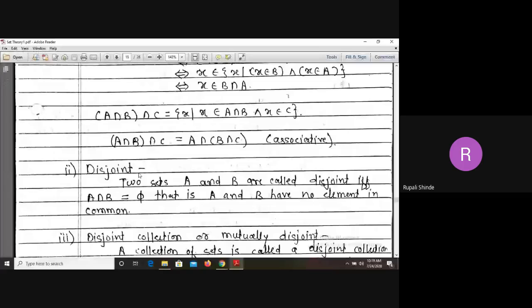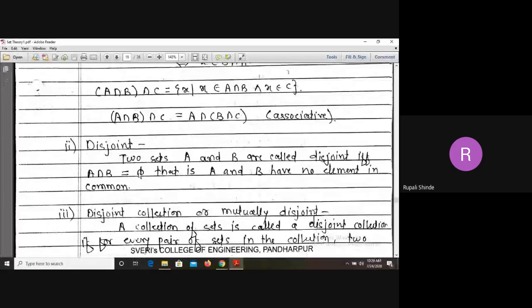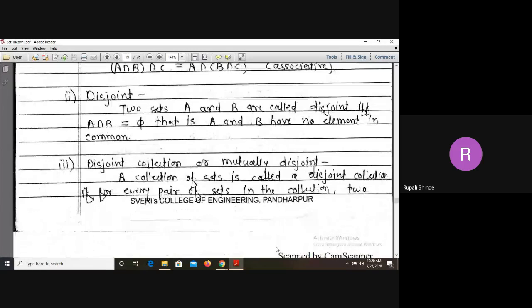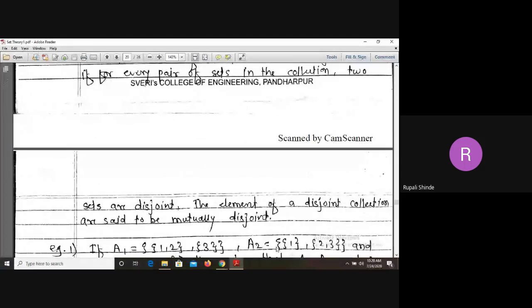Now, next point is disjoint collection or mutually disjoint. So, disjoint collection means what? A collection of sets is called a disjoint collection if for every pair of sets in the collection, the two sets are disjoint. The elements of a disjoint collection are said to be mutually disjoint.